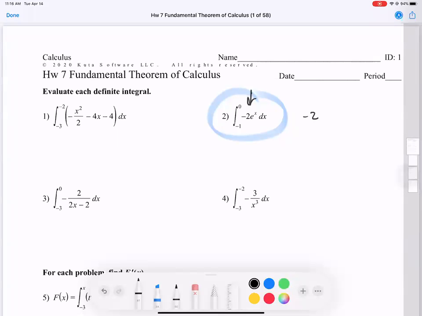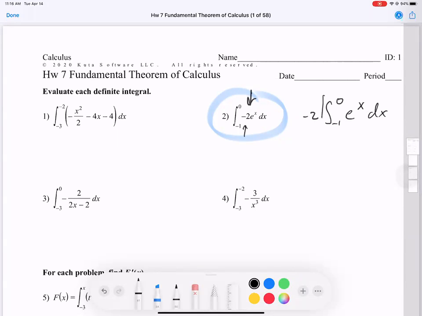Okay, question number 2 on homework number 7. The integral from -1 to 0 of -2 e to the x dx is, first, we're going to take apart the constant, just so you guys can see the problem a little easier. You don't have to do this, but when I'm first starting, I think it's nice to take it out.